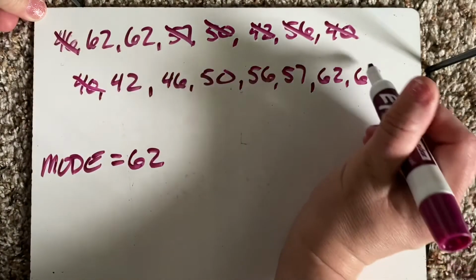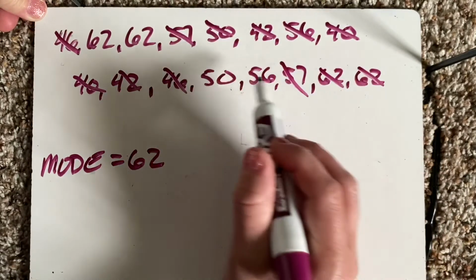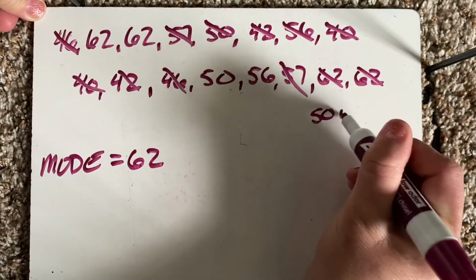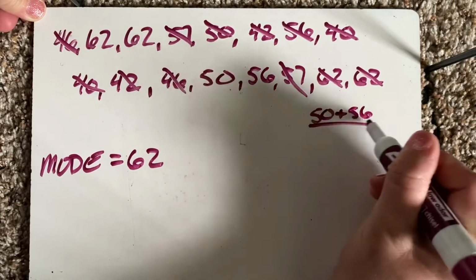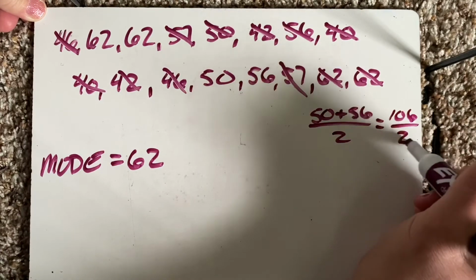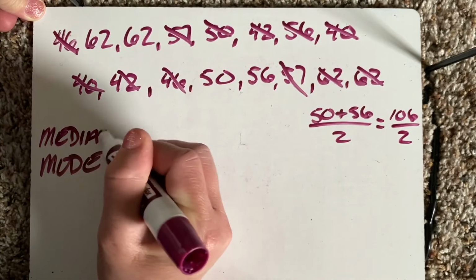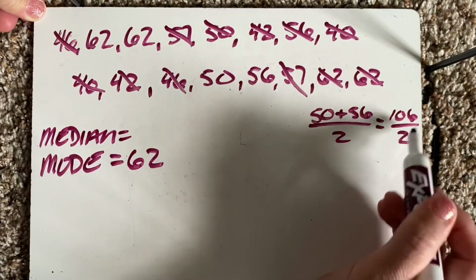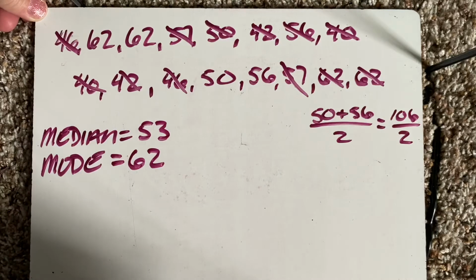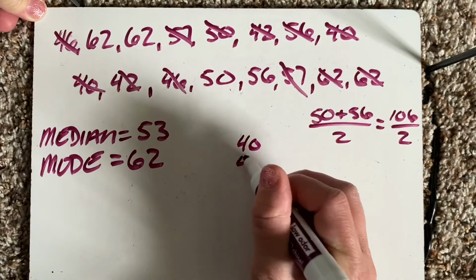To start finding my median, I start on the left and cross them off from left to right until I find the numbers in the middle. As you can see, there is an even number of data points here, so I'm going to add those 2 in the middle and divide by 2 to find the number that's exactly in the middle of 50 and 56. So 106 divided by 2 is 53, and that number is exactly in between 50 and 56, and that is our median.